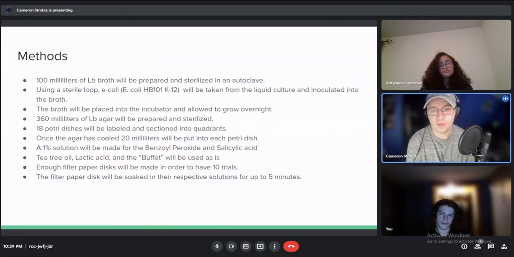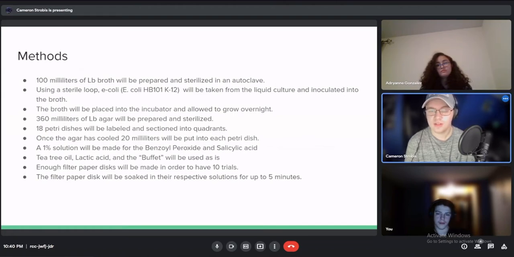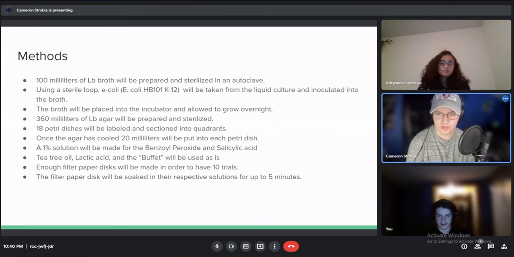For our methods, we used 100 milliliters of LB broth, which we prepared and sterilized in an autoclave, and then we used a sterile loop to put the E. coli from the liquid culture into the broth. The broth was then placed in the incubator to allow more of the E. coli to grow overnight, and then 360 milliliters of the LB agar will be prepared and sterilized. 18 petri dishes will be labeled and sectioned into quadrants for each of the products, and then once the agar was cooled, then 20 milliliters will be put into each petri dish.